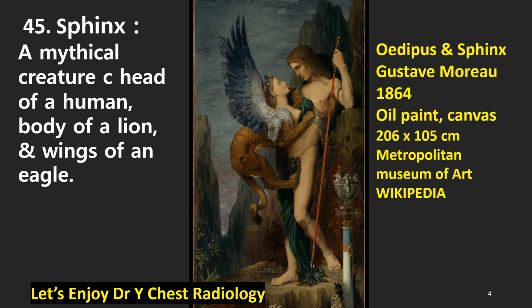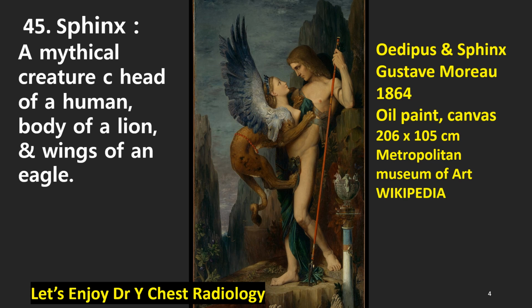This painting is the famous one, Oedipus and the Sphinx by the painter Gustave Moreau in 1864. This is oil paint on canvas, 2 by 1 meter in size. It's displayed in the Metropolitan Museum of Art.